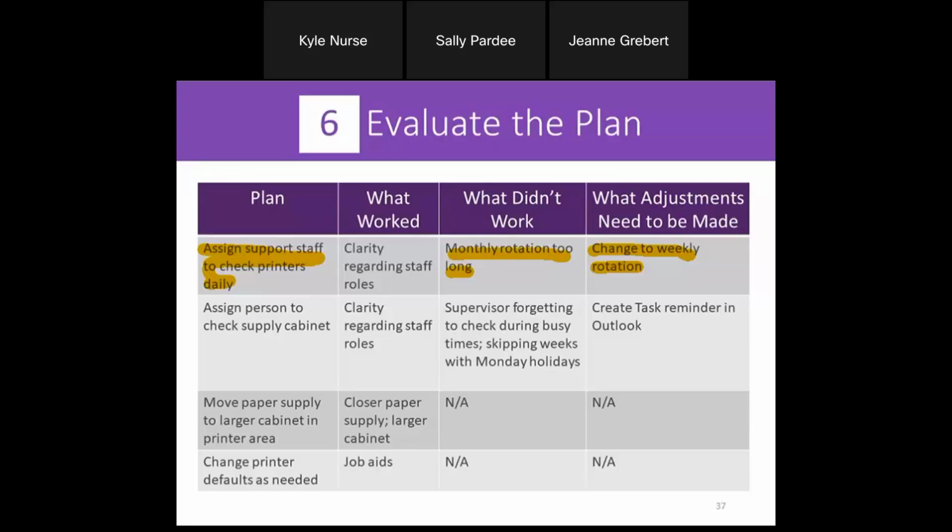So, at the same time you implement the plan, decide on a date to evaluate it and how you'll do it, such as a meeting or a survey. There's no magic follow-up time frame. You want to make sure there's enough time for the solutions to make a difference, but don't wait too long. This will allow you to make sure that actions have been carried out in a timely manner and will also let you make adjustments so that you can have success.